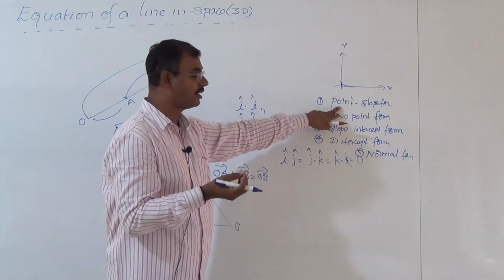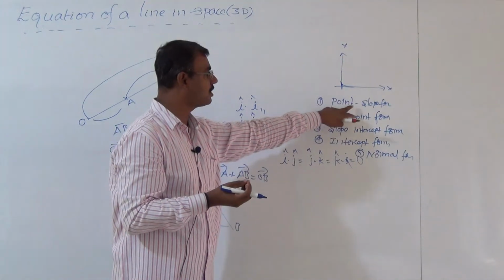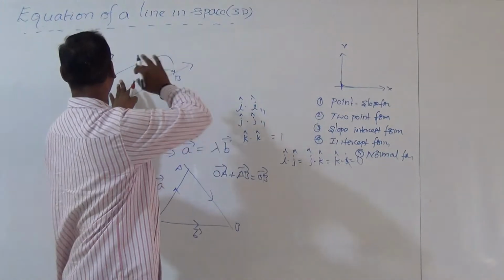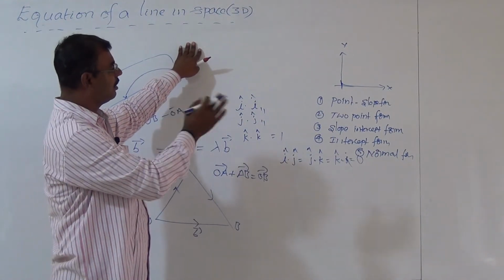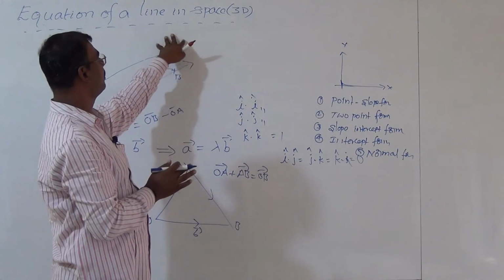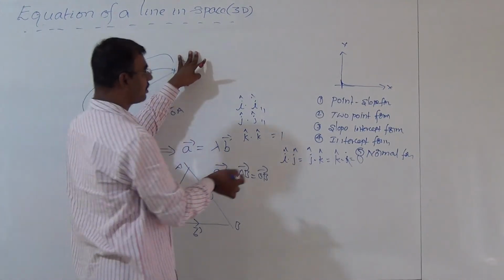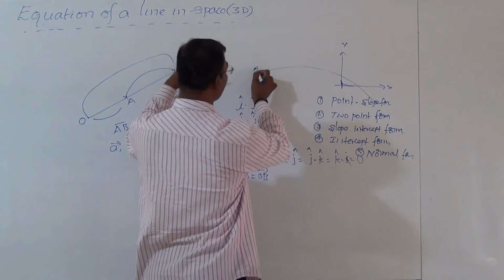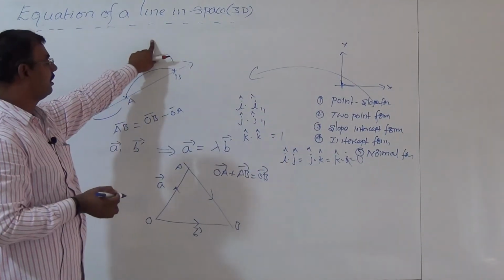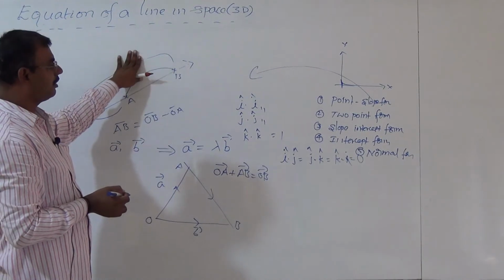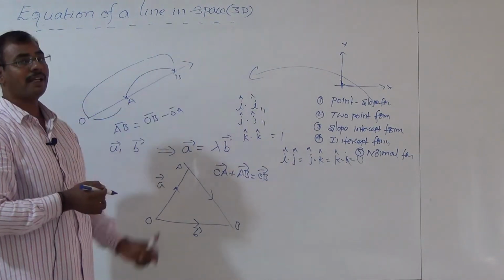Which conditions are needed? Point and slope. In 3D, how to find the equation of a line? Here we do not have slope in three dimensions. So what happens? Slope in 3D becomes a direction. So to find the equation of a line, a point is required and also a direction is required.